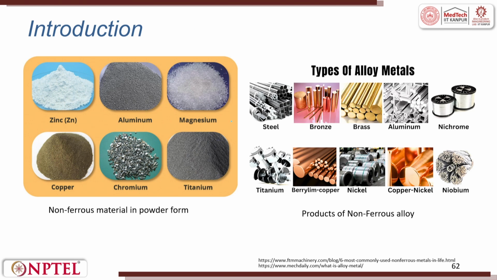So, when you look into all the alloys, zinc alloy, aluminum alloy, magnesium alloy, copper alloy, chromium alloy, titanium alloy are all there. Each of them finds their own niche in their own areas. For example, bronze, brass, copper combination, aluminum, then you can have nichrome, titanium Ti6Al4V, beryllium copper, nickel, then you will have copper nickel, then you will have niobium.